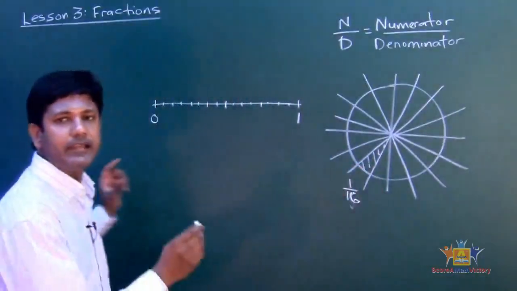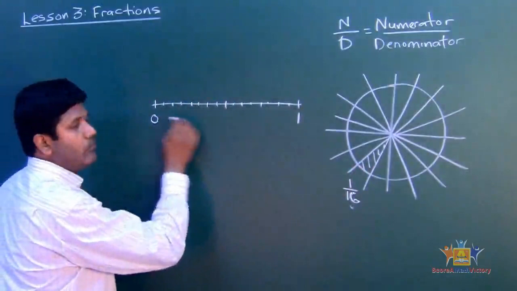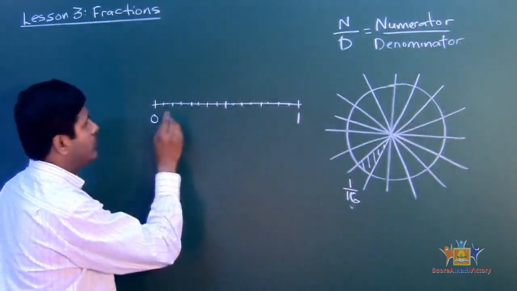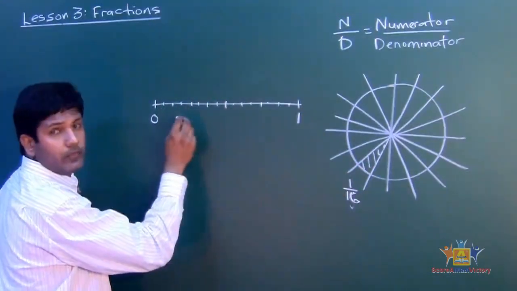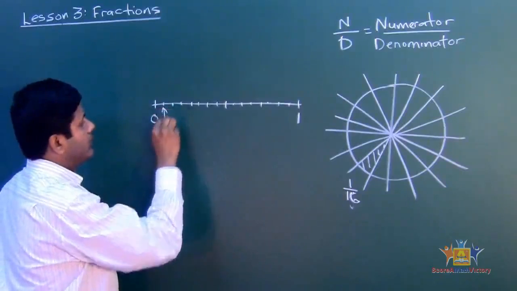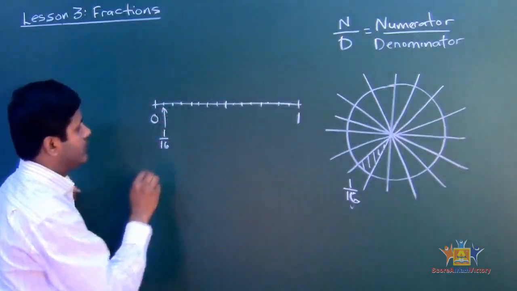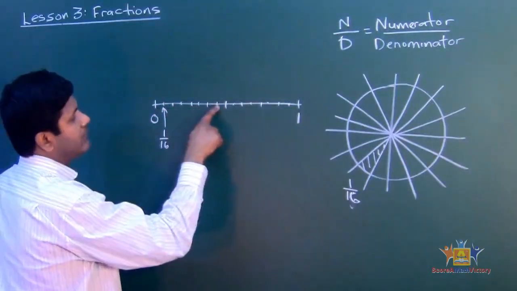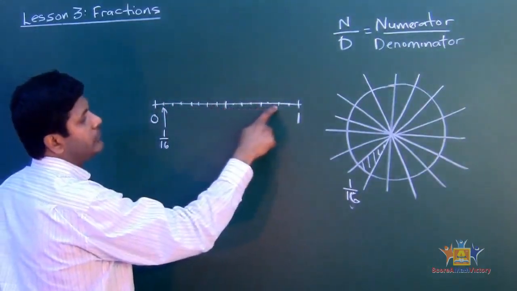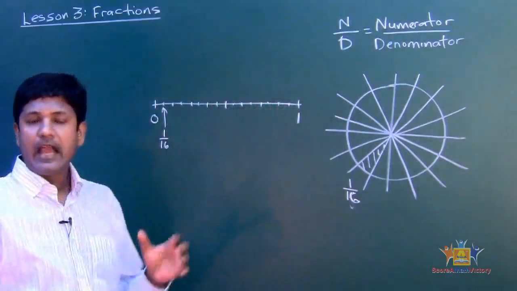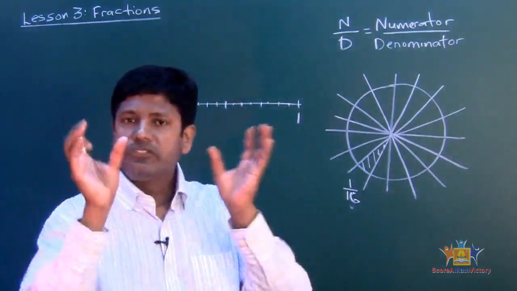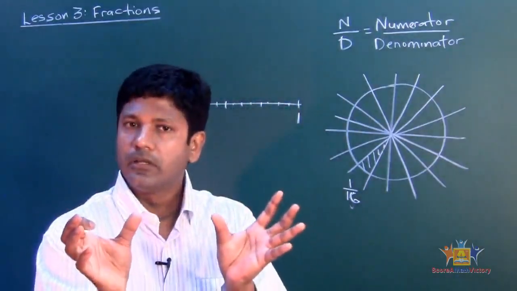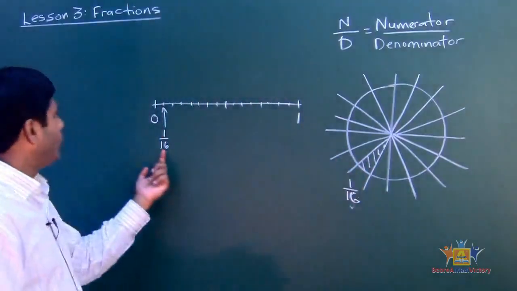The same thing with the line graph. Alright? The more lines I put in, the more I break it down, and it becomes smaller. It becomes 1 over 16. Why is that 1 over 16? 1, 2, 3, 4, 5, 6, 7, 8, 9, 10, 11, 12, 13, 14, 15, 16. I broke 1 into 16 parts. And that's what 1 over 16 means.